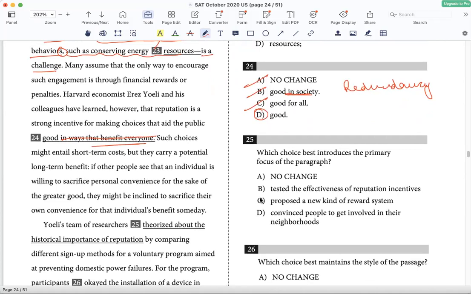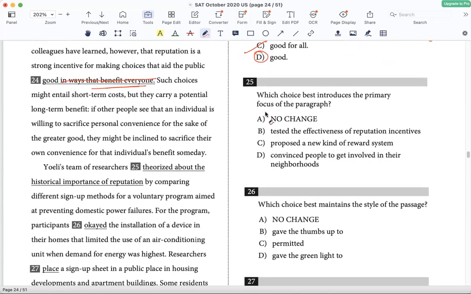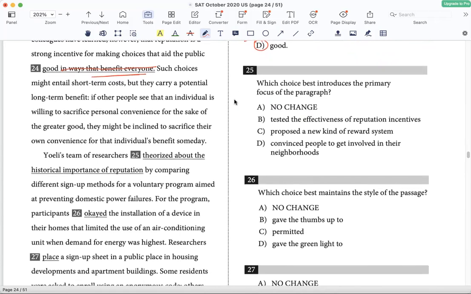Such choices might entail short-term costs, but they carry a potential long-term benefit. If other people see that an individual is willing to sacrifice personal convenience for the sake of the greater good, they might be inclined to sacrifice their own convenience for that individual's benefit someday. Yuli's team of researchers theorized about the historical importance of reputation by comparing different sign-up methods for a voluntary program aimed at preventing domestic power failures. Okay, so I need to introduce the primary focus. So let's read a little bit more.